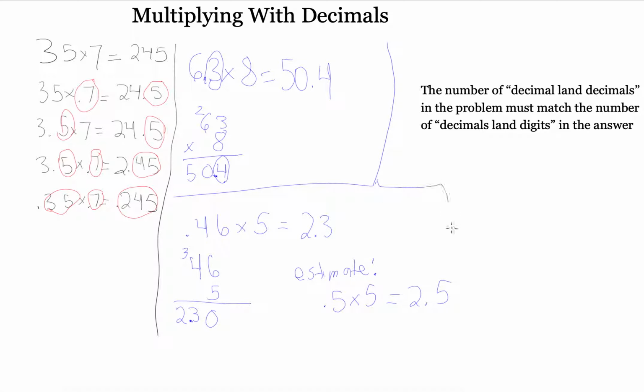We could even do the same thing with our previous question with 6.3 times 8. My estimate here could be 6.3. That's really close to 6. So this is my estimate. 8, that's fine. So let's just do 6 times 8. That equals 48. Is 48 in the ballpark of 50.4? Yeah. So I'll say that I did this question correctly as well.